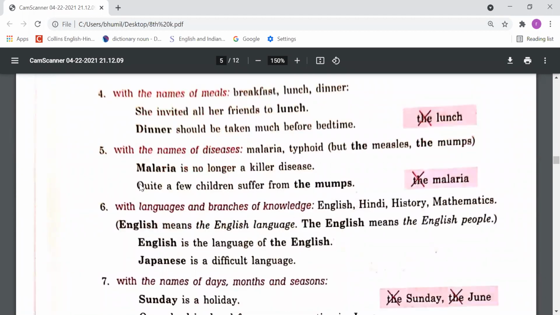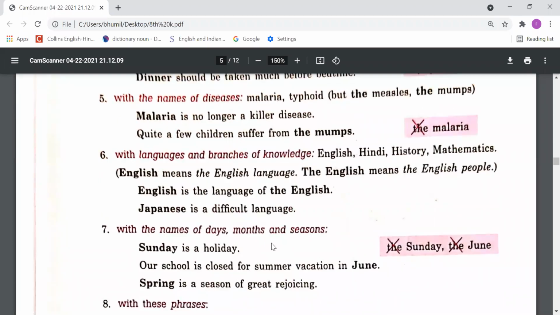Point number 4, with the names of meals: breakfast, lunch, dinner. With these names also, there is no need to use any article. She invited all her friends to lunch. Dinner should be taken much before bedtime. So with breakfast, lunch, dinner, there is no need to use any article. Point number 5, with the names of diseases like malaria, typhoid, but the measles and the mumps. With these, we need to use the. Remember this, these are the exception cases. Malaria is no longer a killer disease. Quite a few suffer from the mumps.